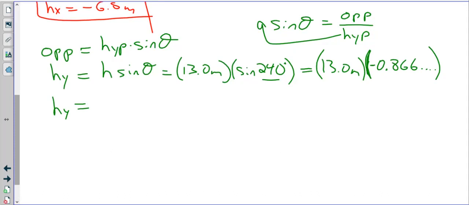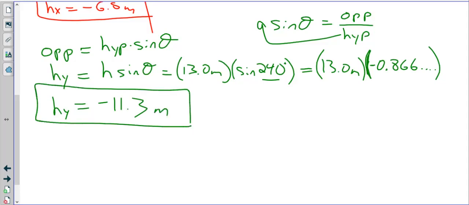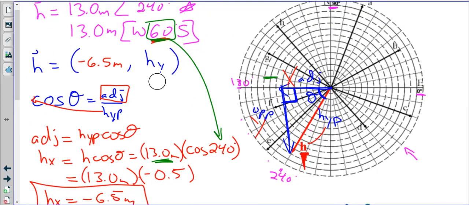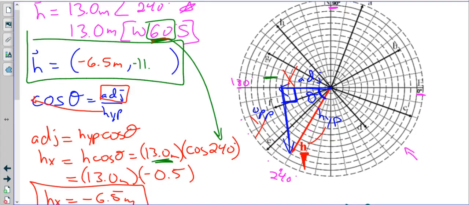Plug in your values, multiply through 13 times negative 0.8660. I forget the rest of the numbers. You should get negative 11.26 something or other. We'll just call it 11.3 meters. I'll just keep one decimal place for this example problem. Now that I've got my y value, I can plug it into my actual answer up here. So my rectangular format is going to be negative 6.5 meters, negative 11.3 meters. What that means, let me erase this a little bit, is that my actual vector of 13.0 meters along my hypotenuse is 6.5 meters to the left and 11.3 meters downwards.